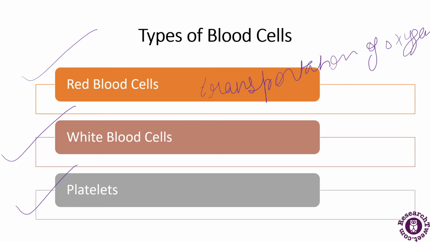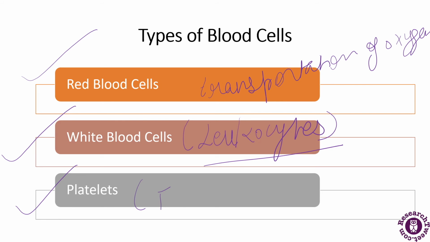If I talk about white blood cells, also called leukocytes, they are specialized cells which function as the body's defense system. They provide immunity by fending off pathogens and harmful microorganisms. So this was about the two blood cells.